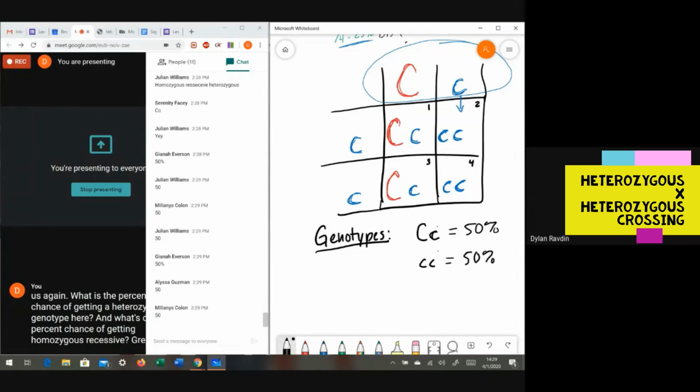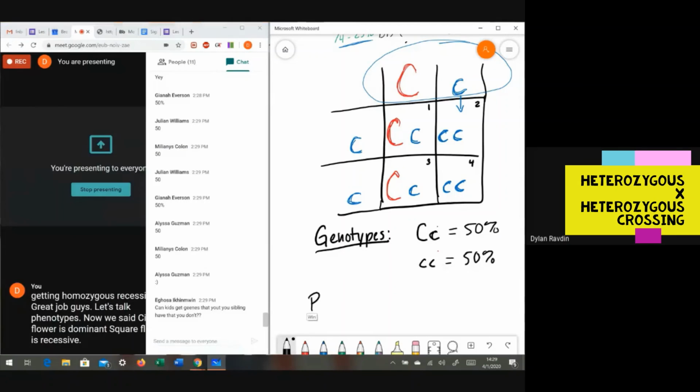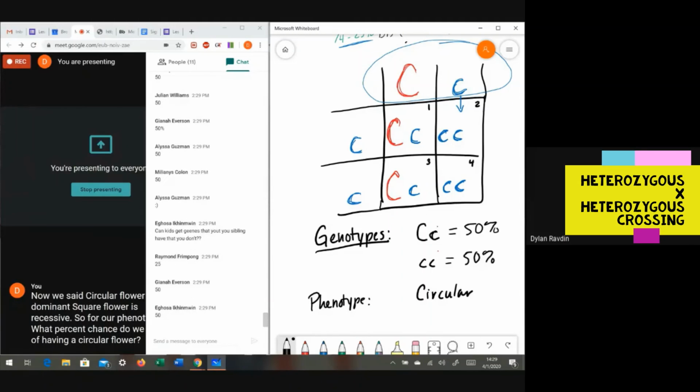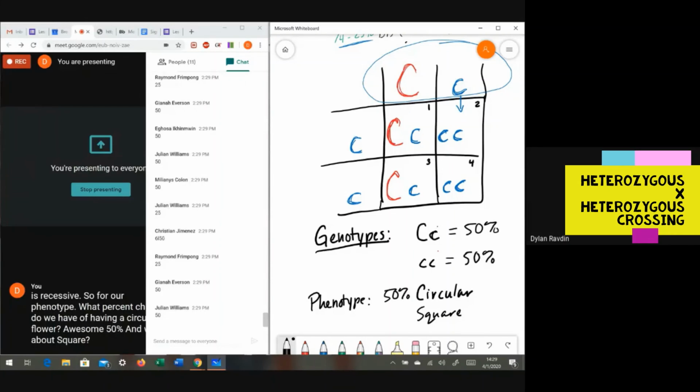Great job, guys. Let's talk phenotypes now. We said circular flower is dominant, square flower is recessive. So for our phenotype, what percent chance do we have of having a circular flower? Awesome, 50%. And what about square? Yeah, we have 50% again, right?